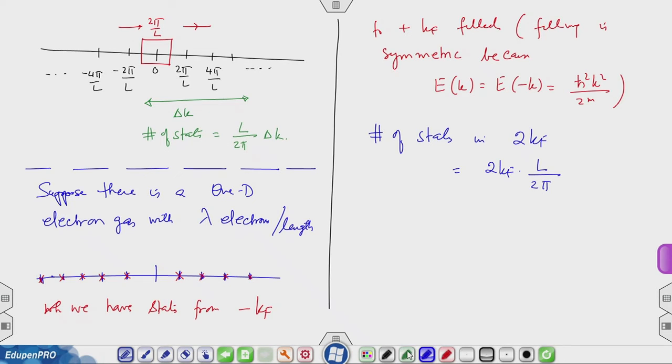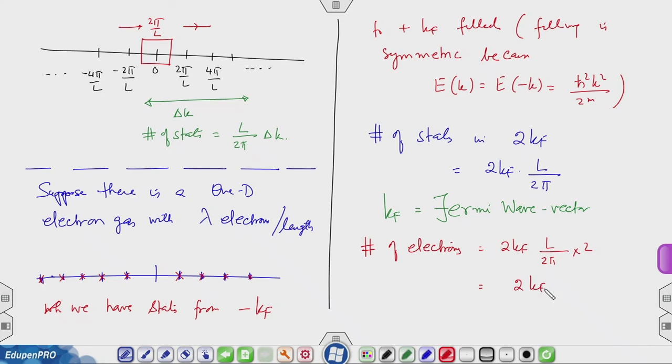So, this k f is called Fermi wave vector, and since each state carries 2 electrons, so the number of electrons is going to be 2 k f times L over 2 pi times 2, which is equal to 2 k f L over pi, and that is equal to n, which is number of electrons.